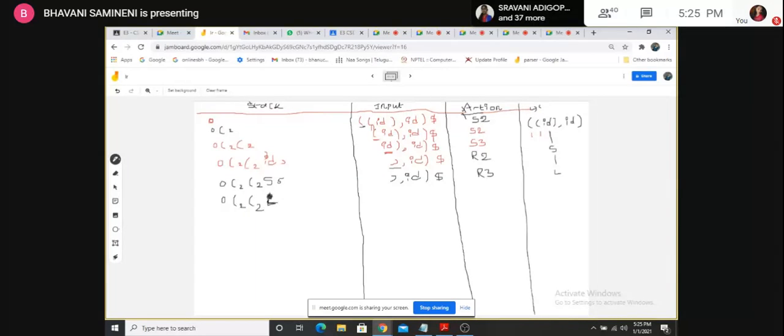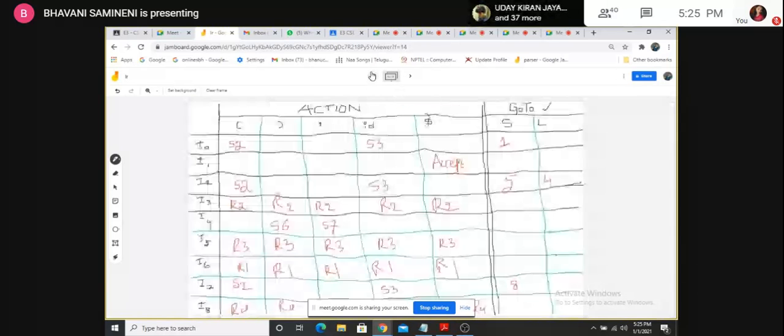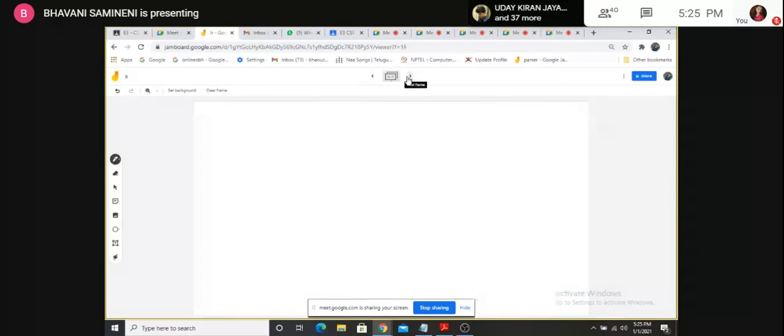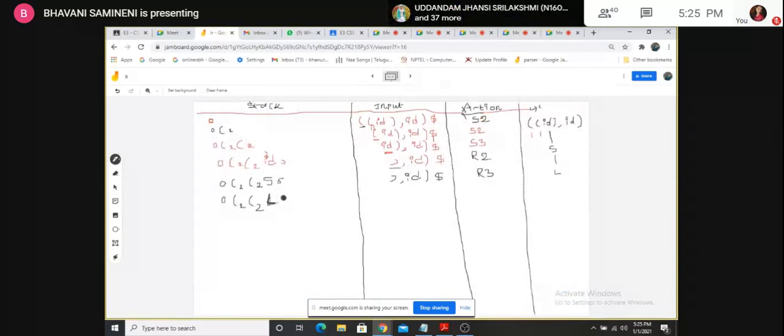And how to define the next state? You just have to define what is the previous state of it. What is the previous state of it? I2 on L. What is the next state? I2 on capital L. The next state is I4. 4 means we have to go to the fourth item.